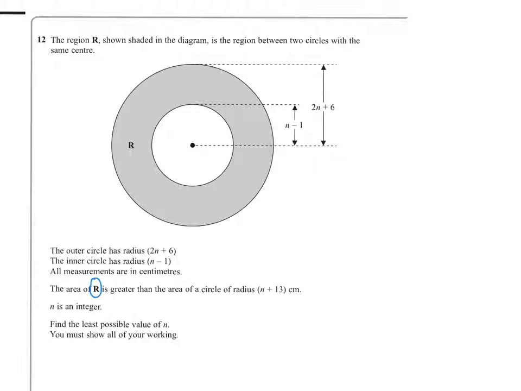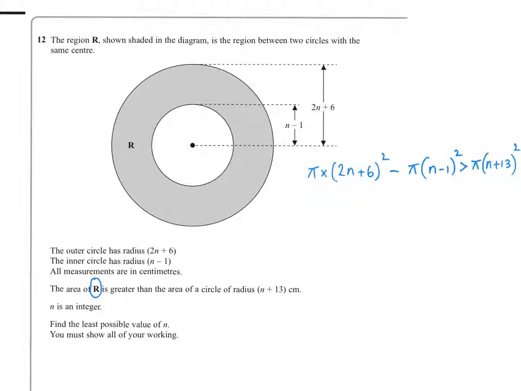Well, isn't it the area of the big circle? So pi times the radius squared. Take away the area of the small circle, so that's pi times n minus 1 all squared. And it's saying that the area is greater than the area of a circle with radius n plus 13. So it looks as though we've got to look at that inequality and somehow boil it down to some value where we can isolate the n term. So that shouldn't be too bad.